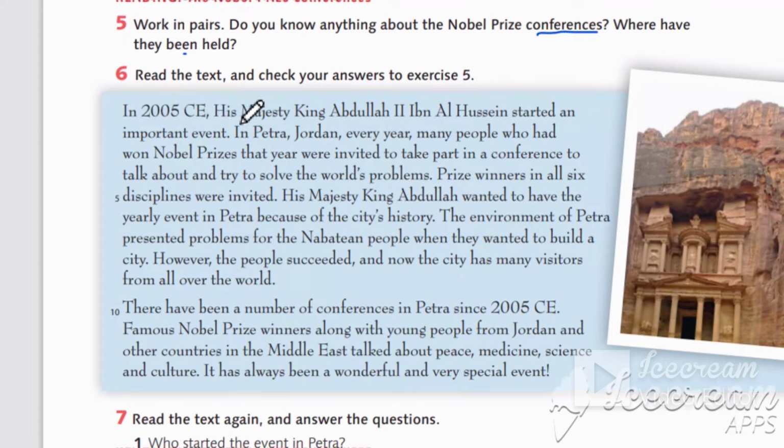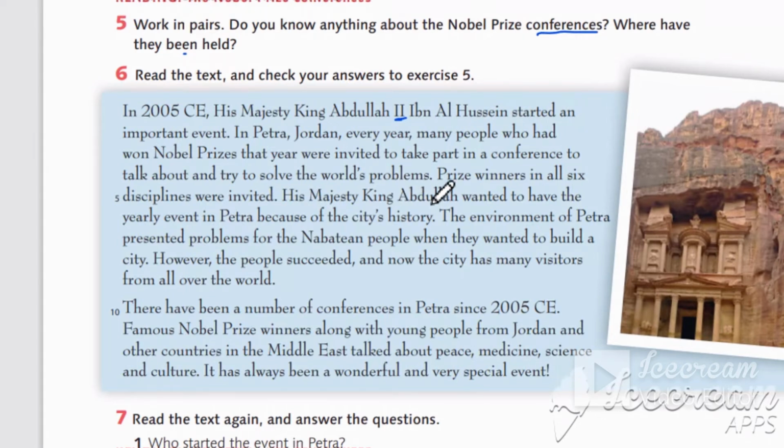In 2005 CE, His Majesty King Abdullah II Ibn al-Hussein started an important event in Petra, Jordan. Every year, many people who had won the Nobel Prize that year were invited to take part in a conference to talk about and try to solve the world's problems. Prize winners in all 6 disciplines were invited.